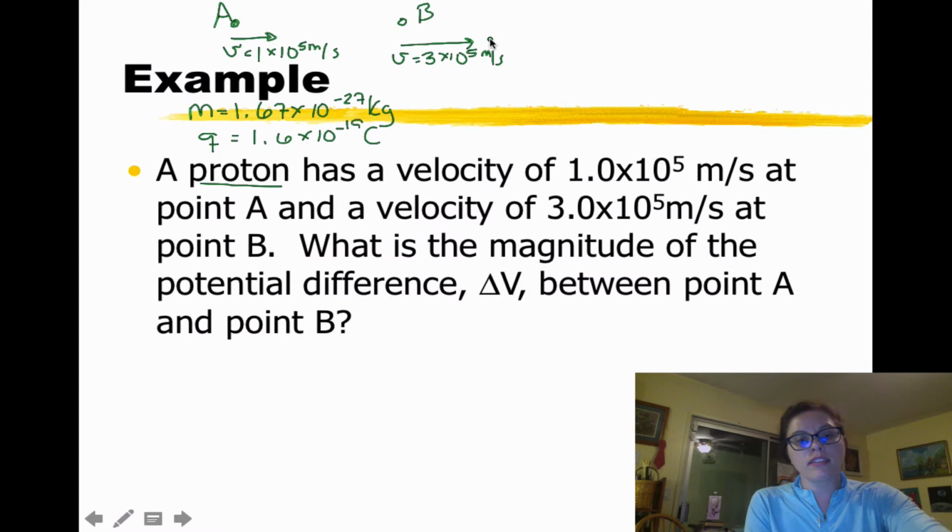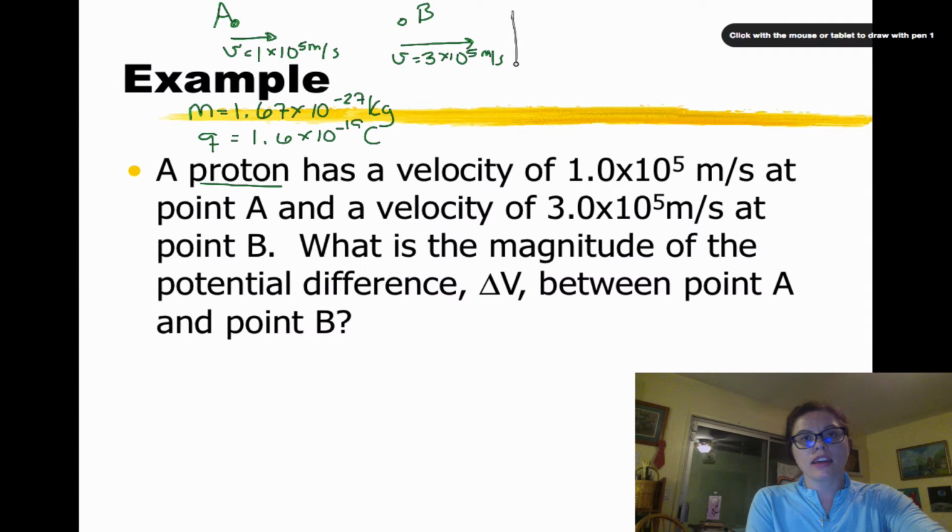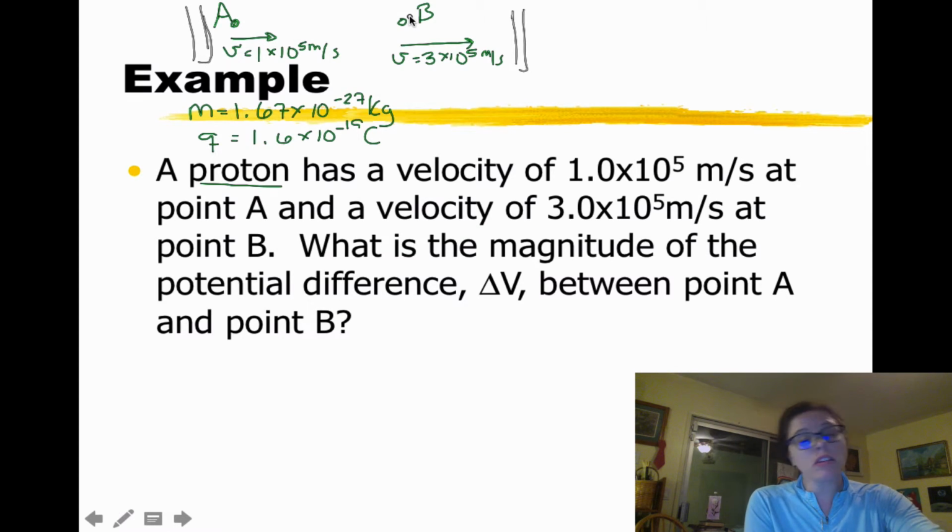You could put this in context a little bit and think, if this proton was in between parallel plates. It doesn't have to be, but it can be. With the little positively charged object, would it want to move towards the positive plate or the negative plate? The proton wants to move towards the negative and away from the positive. So it gives us some context for this problem.